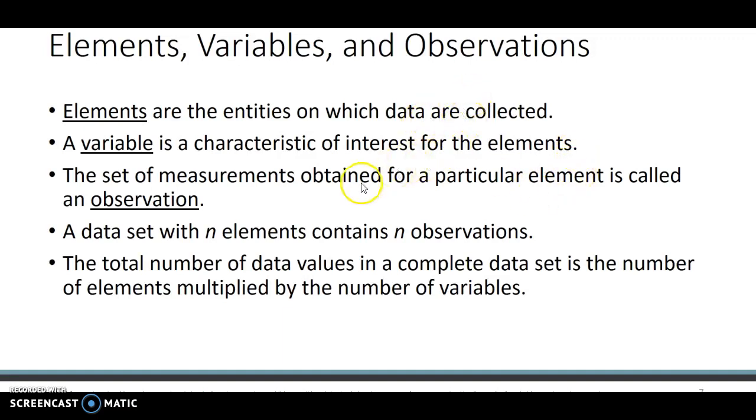Okay. The set of measurements obtained for a particular element is called an observation. A data set with n elements contains n observations. So for our height example, if we had 25 students in the class, I would get everyone's height. My data set would have 25 elements. The total number of data values in a complete data set is the number of elements multiplied by the number of variables.